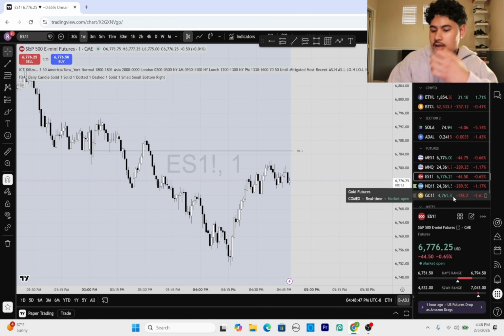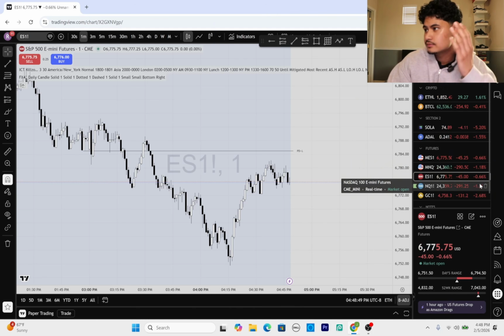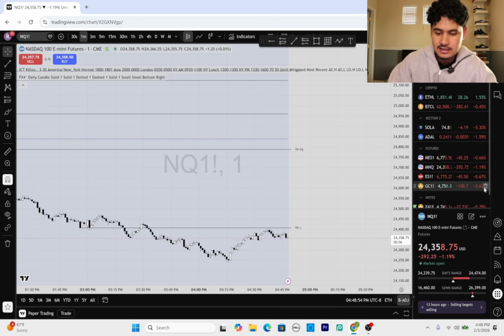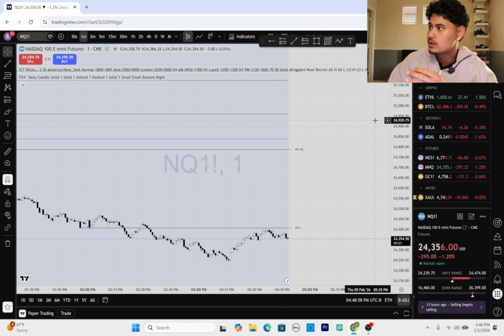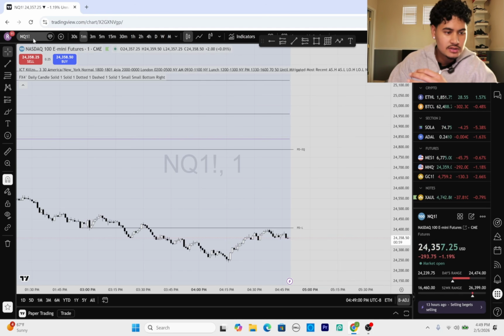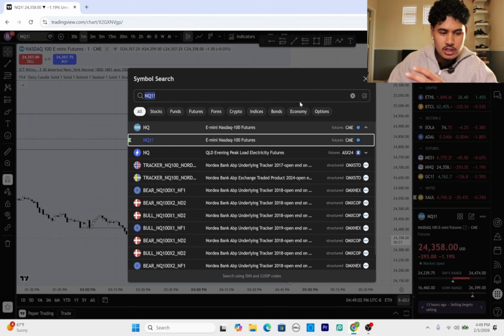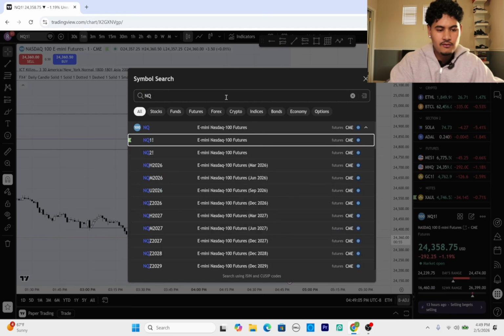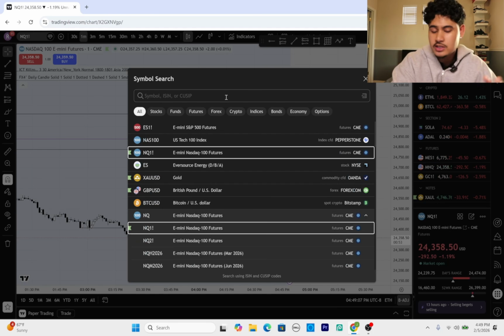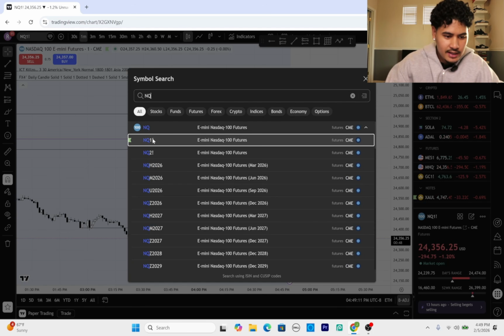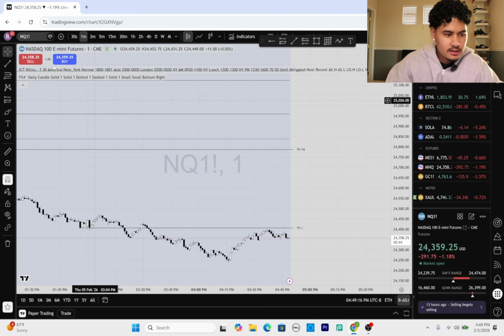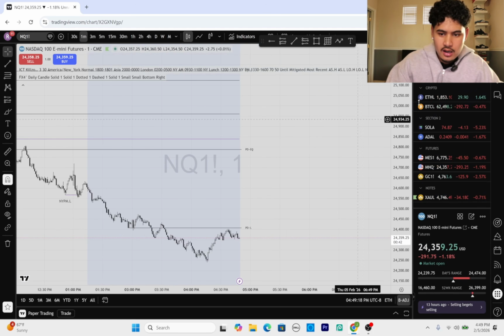Your TradingView might not look like this when you first start it. I'm going to delete NQ and ES, and I'm going to show you how to add it. If you take a look, you can go to this top left corner right here and search up an instrument. For NASDAQ, you're going to want two instruments. You're going to want the NASDAQ, which is NQ. You're going to come to NQ right here with this exclamation point, click on it, and now you're on the NASDAQ.